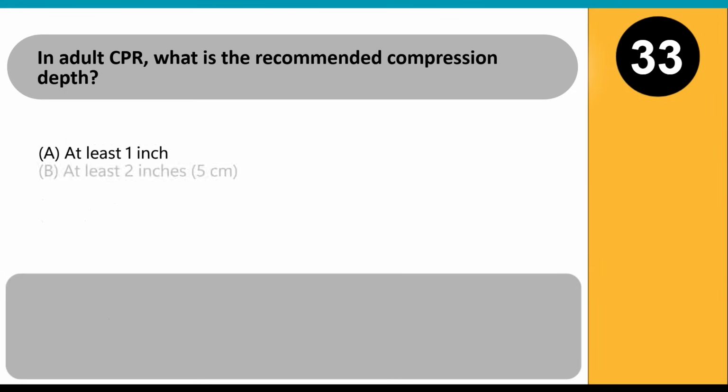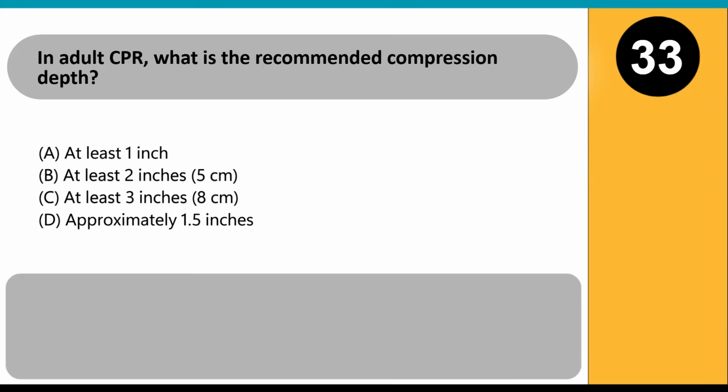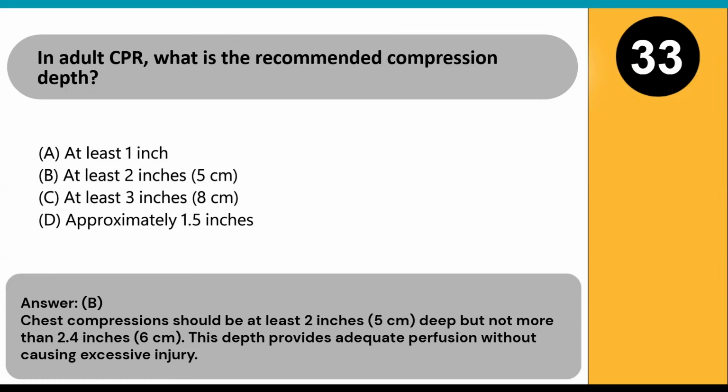In adult CPR, what is the recommended compression depth? A. At least 1 inch. B. At least 2 inches, 5 centimeters. C. At least 3 inches, 8 centimeters. D. Approximately 1.5 inches. Answer: B. Chest compressions should be at least 2 inches, 5 centimeters, deep but not more than 2.4 inches, 6 centimeters. This depth provides adequate perfusion without causing excessive injury.